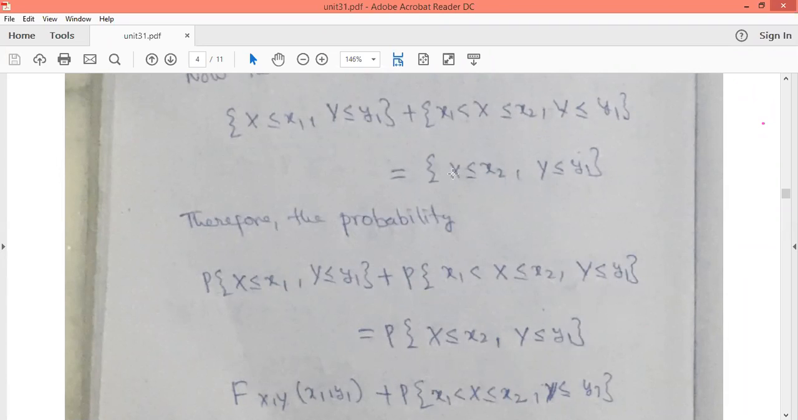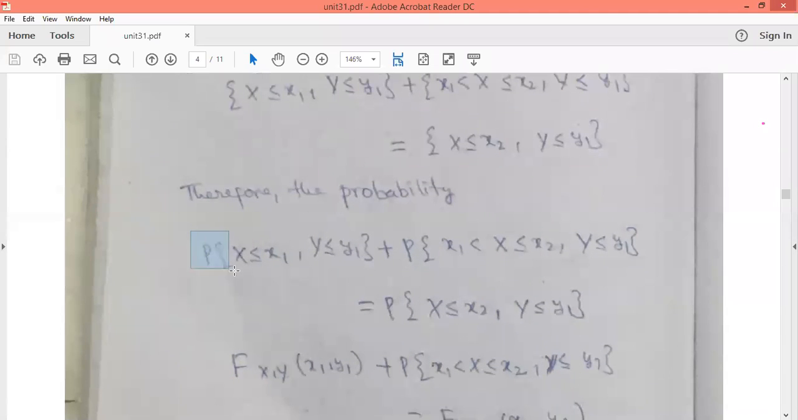So that is equal to what? Probability of x less than or equal to x2, y less than or equal to y1. Okay. So now what is this equation? This equation is nothing but the joint probability distribution function. So how do you write it? We write it as Fxy of x1 comma y1.